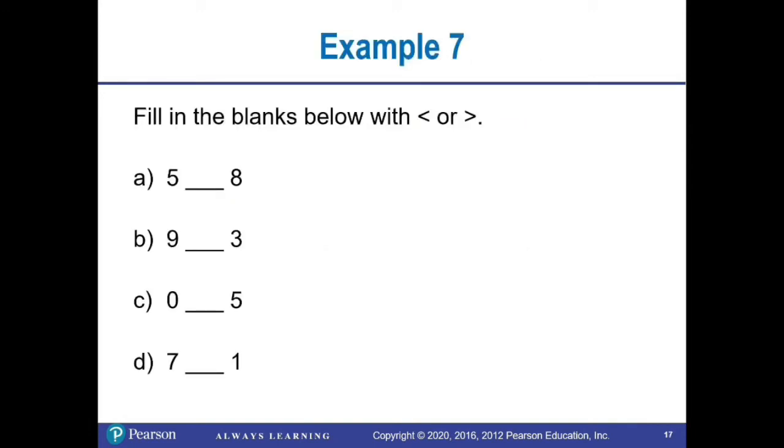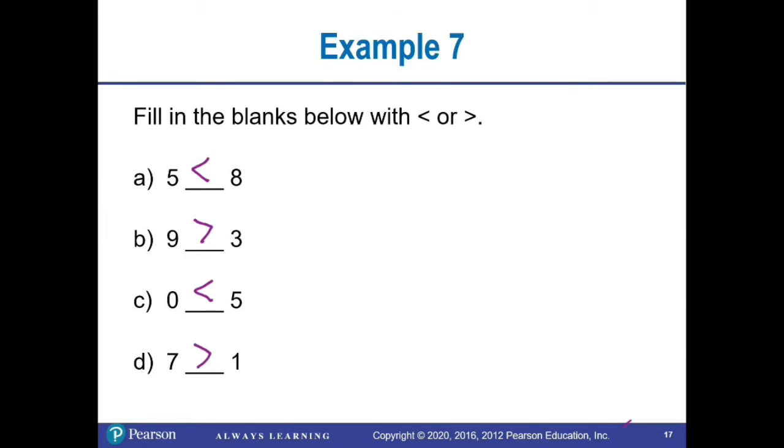We want to fill in these blanks with a less than or a greater than. In part A, 5 is less than 8. Notice again that the alligator is opening the mouth to eat the bigger number, which is 8. 9 is greater than 3. 0 is less than 5. And 7 is greater than 1.